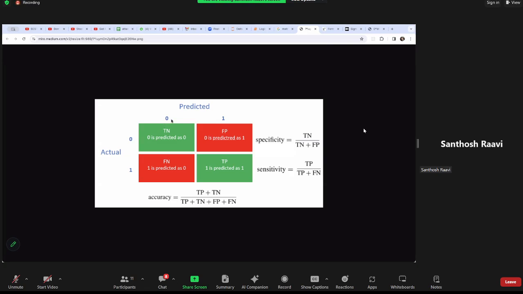That means the model has predicted correctly. What has it predicted? It has predicted 0. 0 means negative. So it has correctly predicted as negative. 0 is predicted as 0. Actually it is 0 and it is predicted as 0. So it is called a true negative.